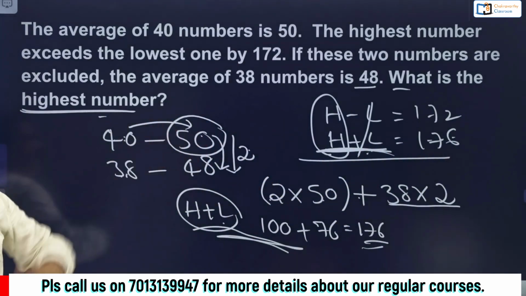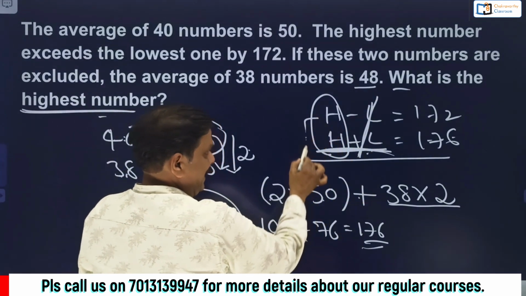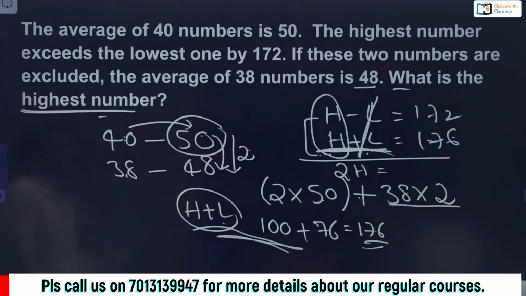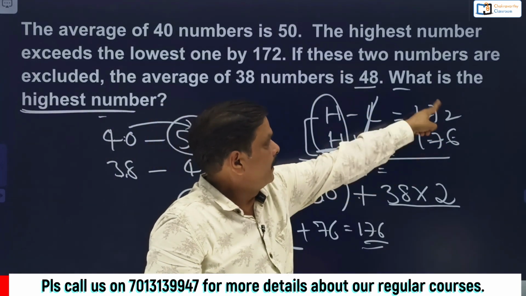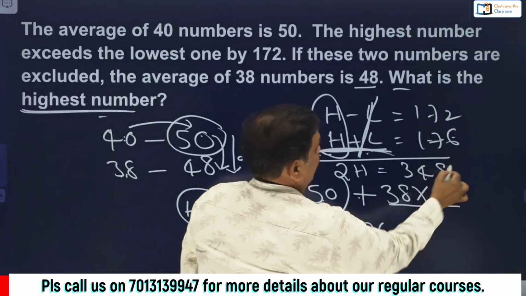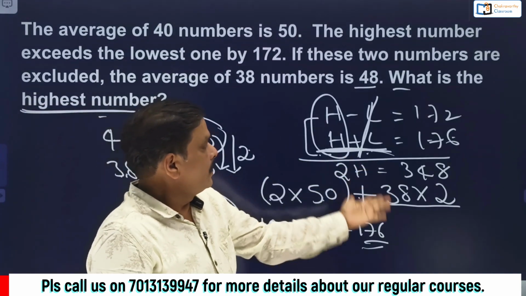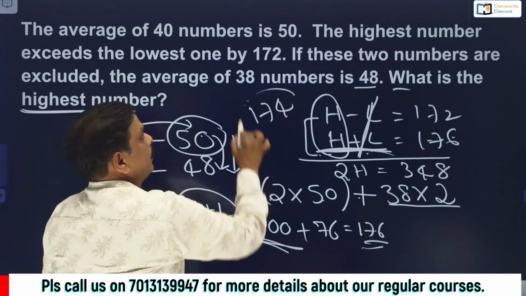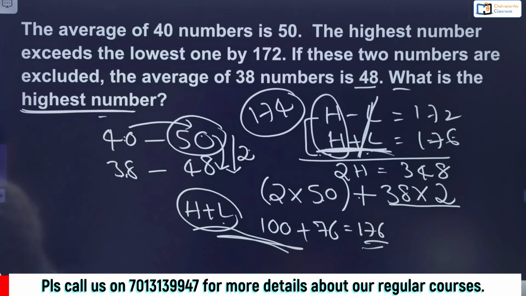Can't you find out what is the highest number? Very simply, we can find out here. Lowest and lowest cancelled. I'm just adding up these two. 2 times highest is equal to 172 plus 176. 170 and 170, that is 340. This is 8, 348. Now, 2 times highest is equal to 348. Then highest is equal to 348 by 2. That is 174. That's it. Got the idea? That is 348 divided by 2, 174.